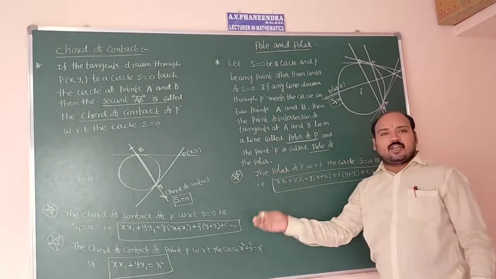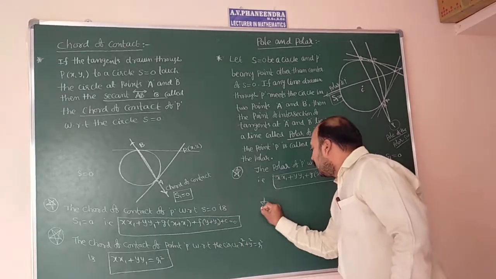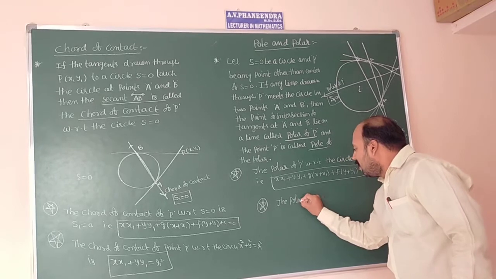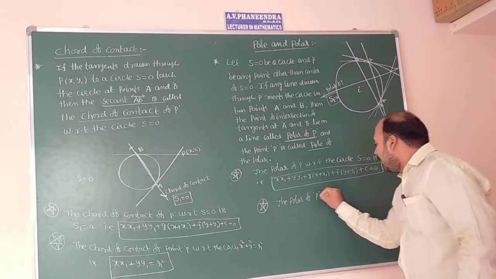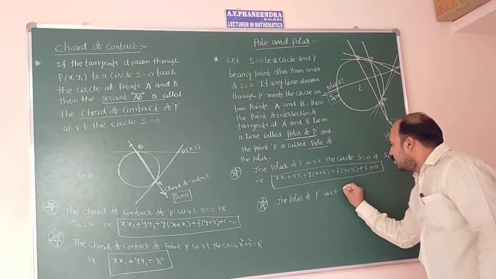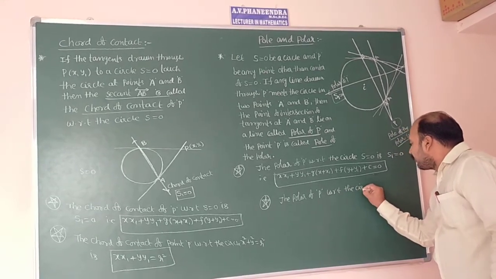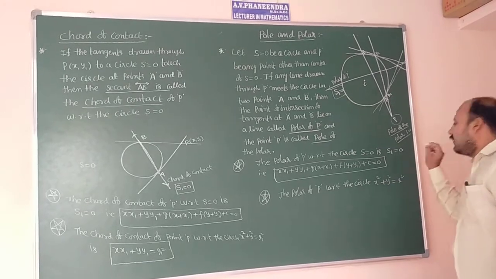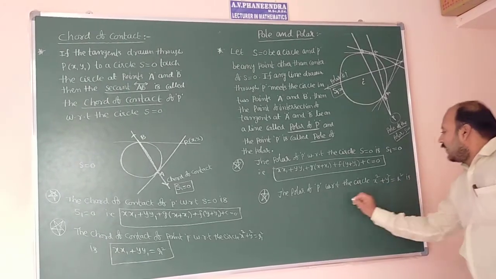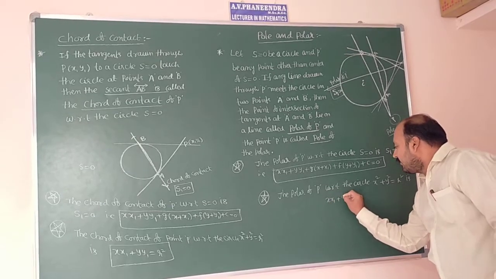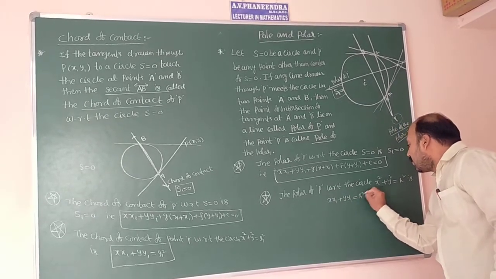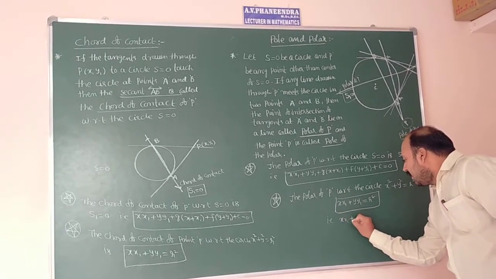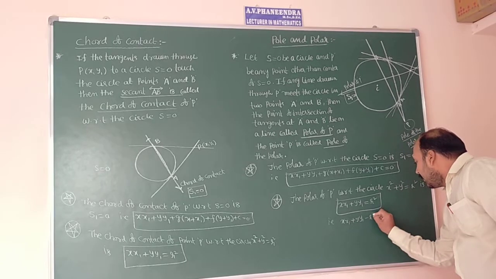Suppose it is the small circle like the previous one, the polar of P with respect to the circle x square plus y square equal to r square is xx1 plus yy1 equal to r square, or we can write it as xx1 plus yy1 minus r square equal to 0.